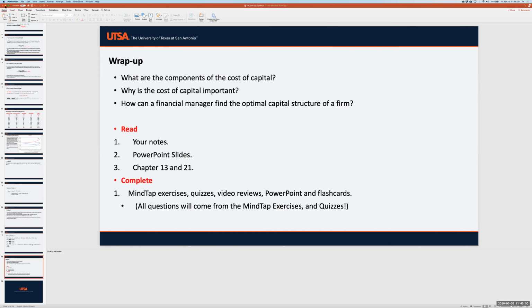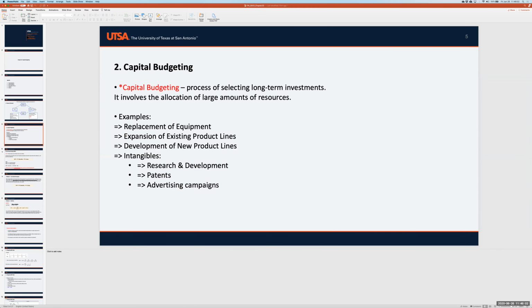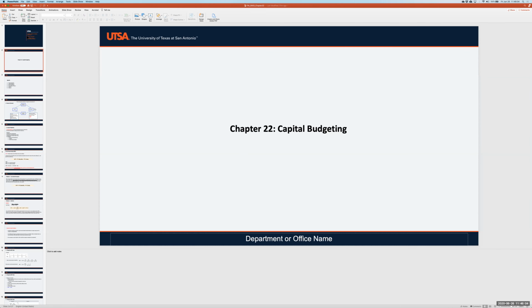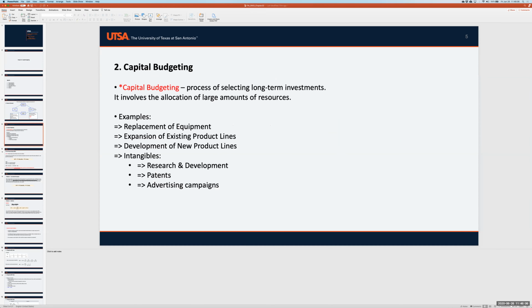And let's go to chapter 22, capital budgeting. Okay. Capital budgeting is the process of selecting long-term investments. It involves the allocation of a large amount of resources, like replacement of equipment, expansion of the existing product line, development of product lines, or intangible assets.